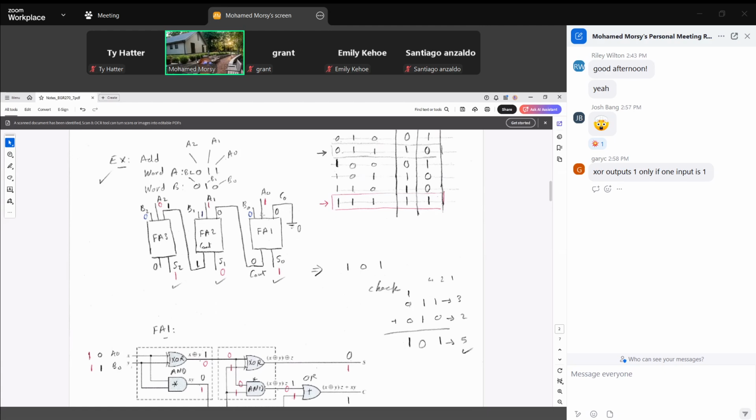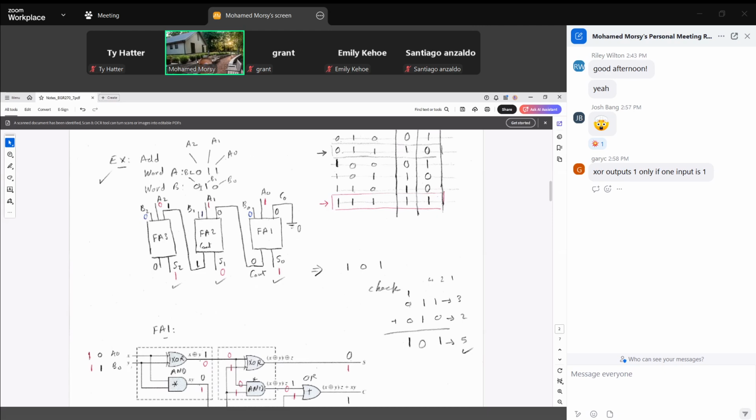We have 3 inputs we mentioned. So for the first full adder, we have input C0, the carry input, and this is connected to the ground. Then we have two inputs, A and B. So we start with A0, the least significant bit, B0, A1, B1, A2, B2. So if we look at, word A is 1, 1, 0. So A0 is 1, A1 is 1, A2 is 0.